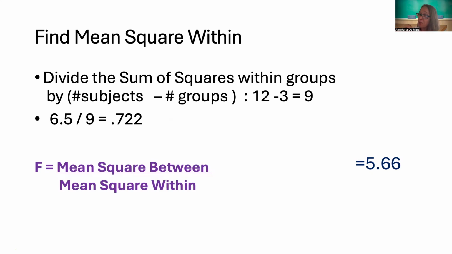F is the mean square between divided by the mean square within. And that is 4.083, remember, divided by this 0.722 we just found. And that equals 5.66. And that is our F. That's how you get it. To see whether that is significant and also to see how to do ANOVA with Excel, check out the next video.